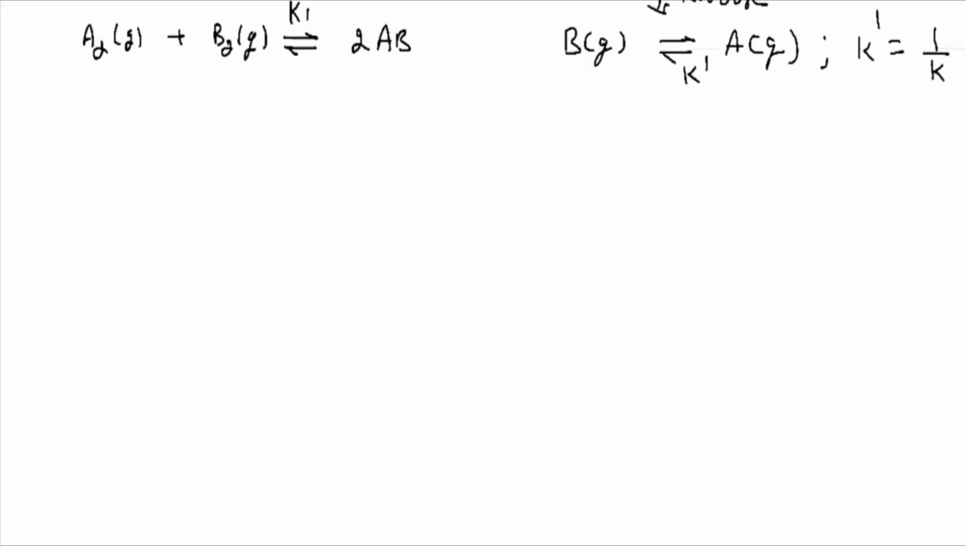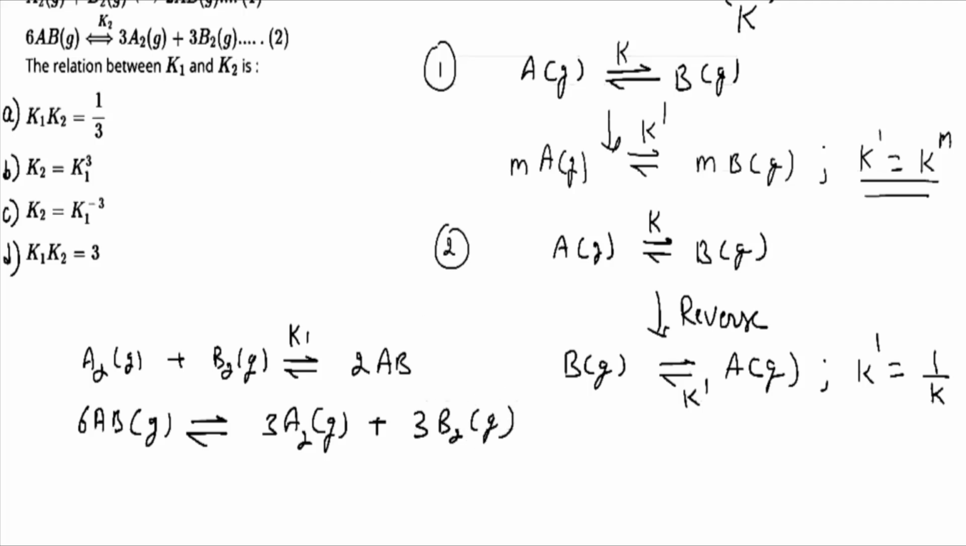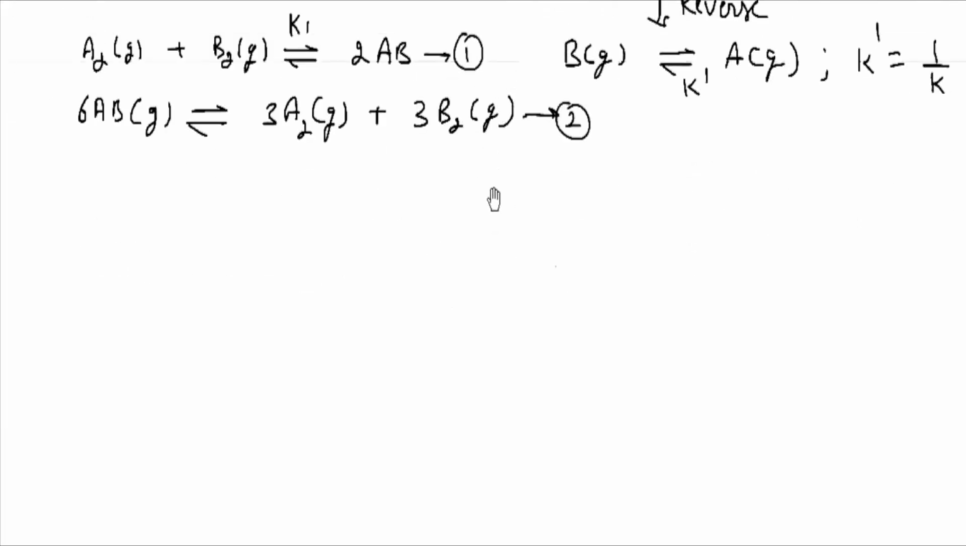And the other reaction is 6AB in gaseous state, in equilibrium with 3A2 gas and 3B2 gas. This is equation number 1 and this is equation number 2. So let's try to solve it and apply the properties of the equilibrium constant.